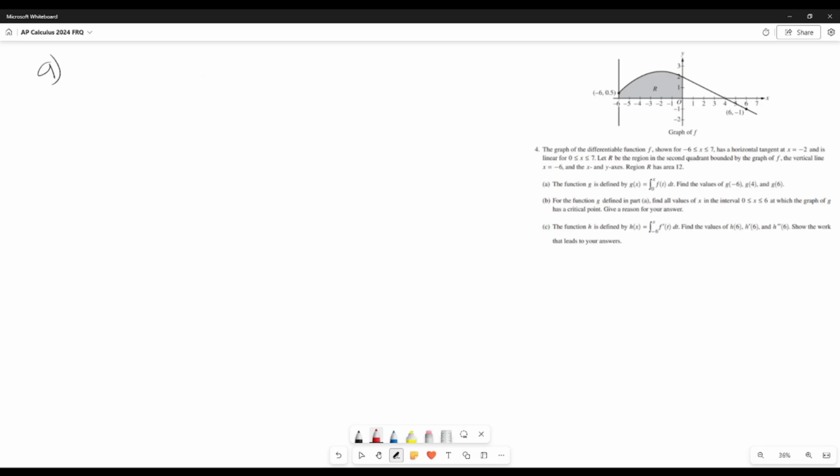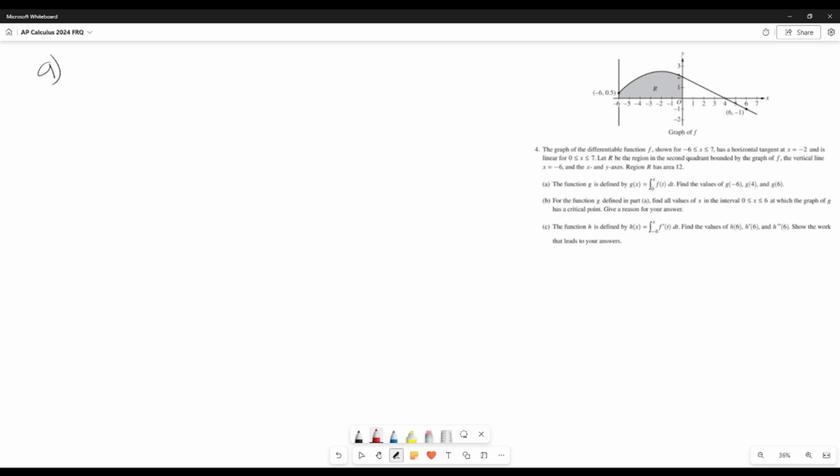Today we're going to be going over the 2024 AP Calculus BC FRQ number 4. So this question reads, the graph of the differentiable function f shown for -6 to 7 has a horizontal tangent at x equals -2 and is linear for 0 to 7 inclusive.